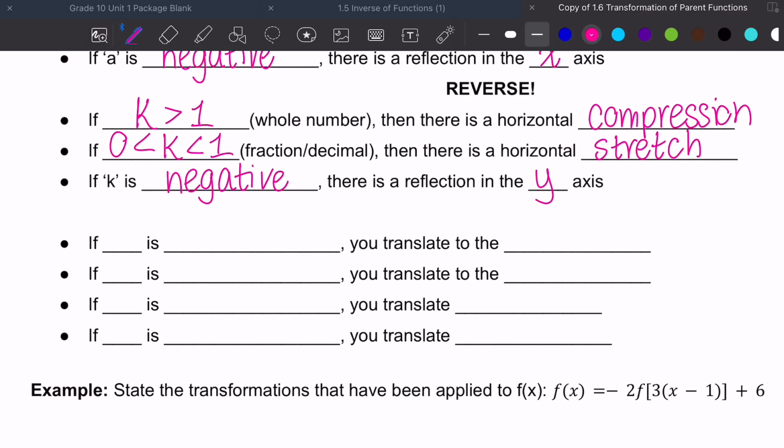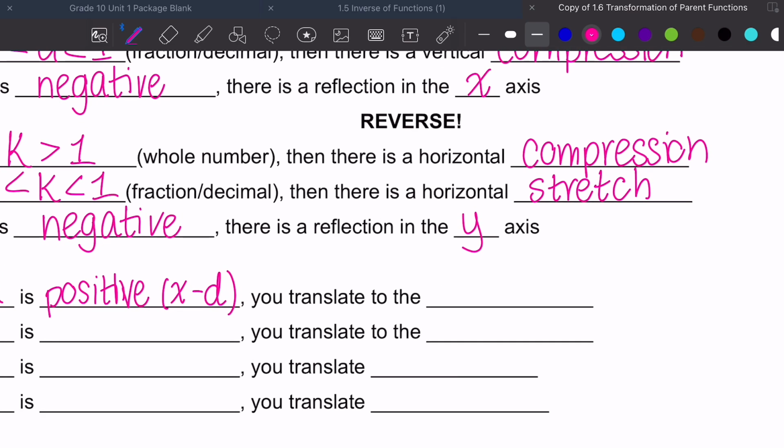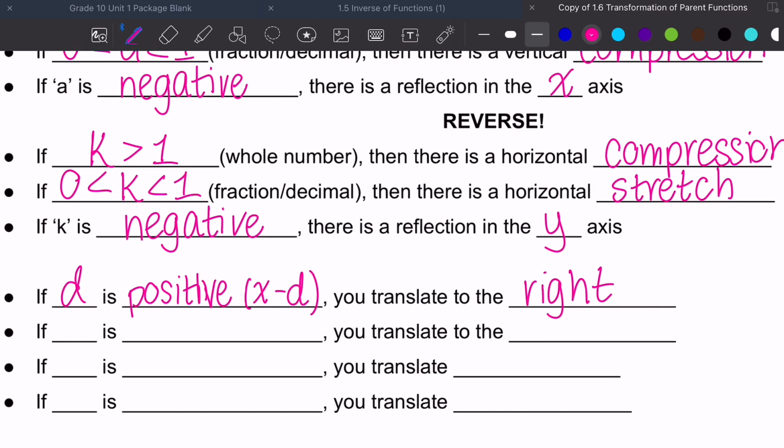Okay, moving into D and C. So if you have a D value that is positive, meaning your bracket will look like X minus D, right? Because we consider it as a placeholder. Remember in vertex form when it's X minus 3 squared plus 1, it means the vertex is at 3, 1, not negative 3, 1. We don't change the sign. That just means you're translating to the right that many units. Versus if you've got a D value that's negative and you've got a bracket that looks like X plus D, so the opposite sign, then you're translating to the left.